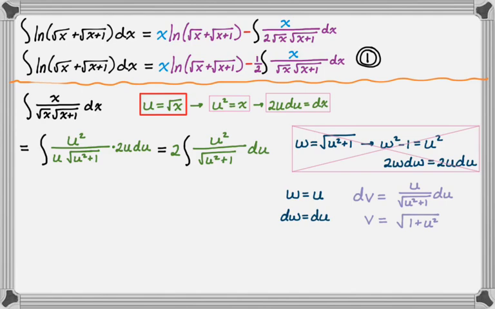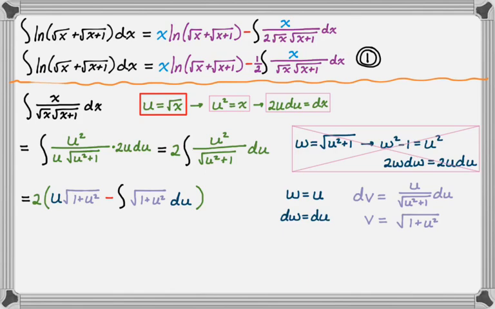Now let's go back to our integral and rewrite it. Our goal was 2 times the integral of u squared over radical u squared plus 1 du. We're handling that with integration by parts. The 2 in front is still there, so it's 2 times the quantity. u was being used already, so we changed it to w. It's going to be w times v, minus the integral of v dw, so we'll get radical 1 plus u squared du.